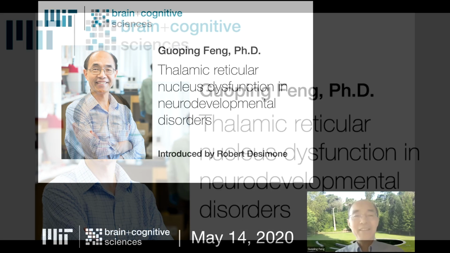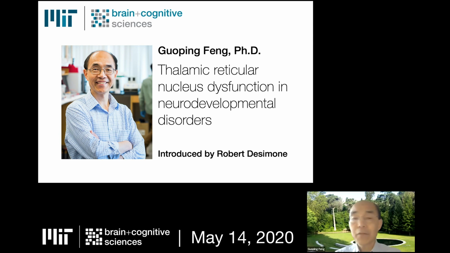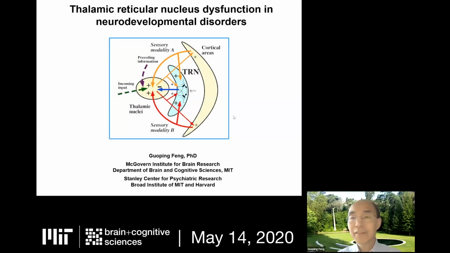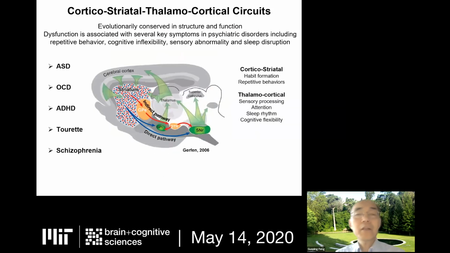So today I'm going to talk about some of the new recent studies in my lab focusing on the thalamic reticular nucleus, its function, and particularly its potential dysfunction in neurodevelopmental disorders. My lab is very interested in synapse and circuit development, and particularly their dysfunction or defects in neurodevelopmental and psychiatric disorders. Most of our work is focused on one particular circuit called the corticostriatal thalamocortical circuits, for two reasons.